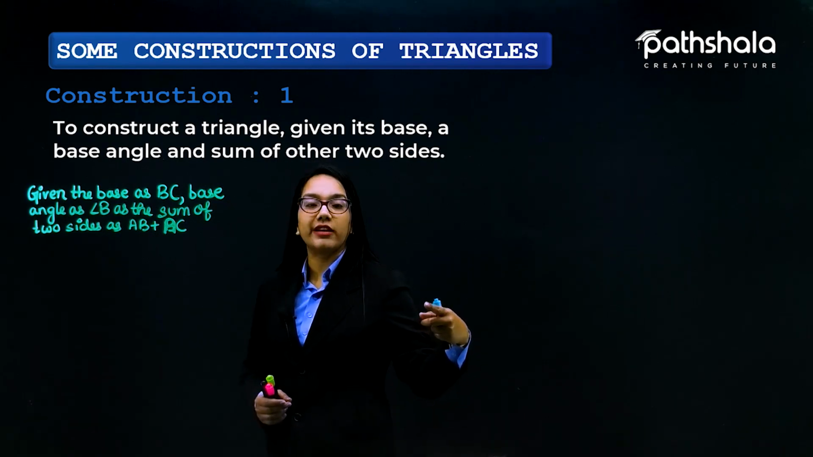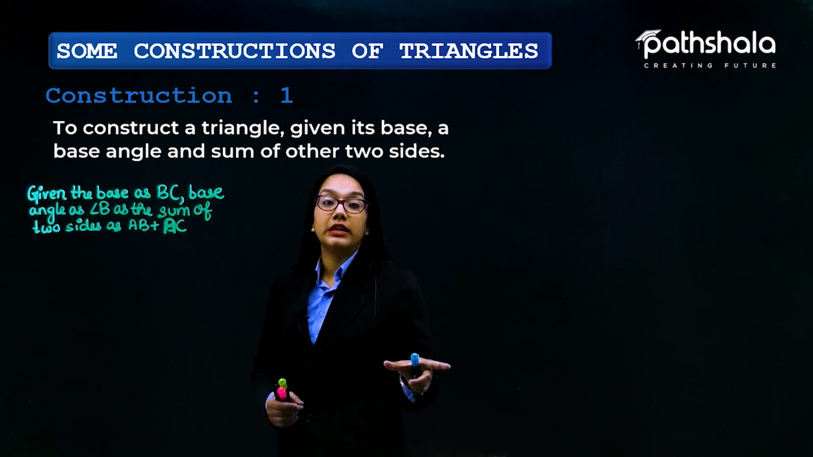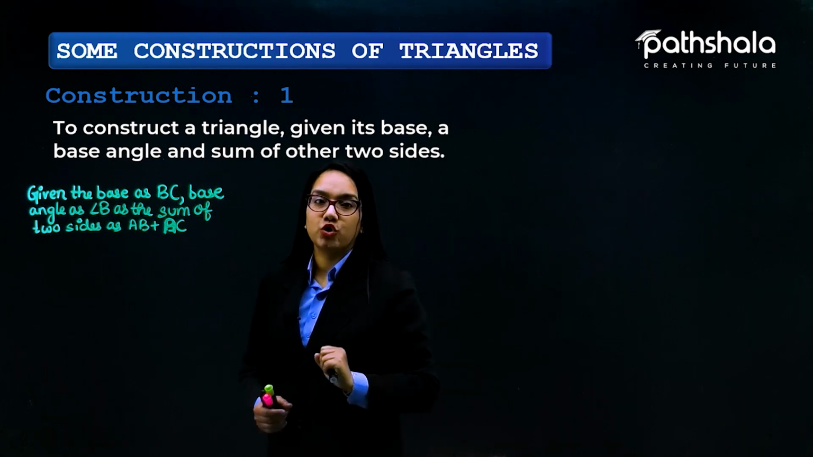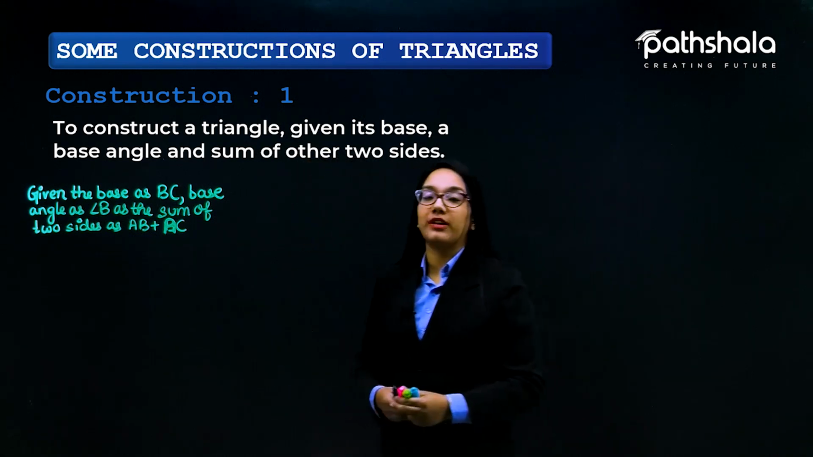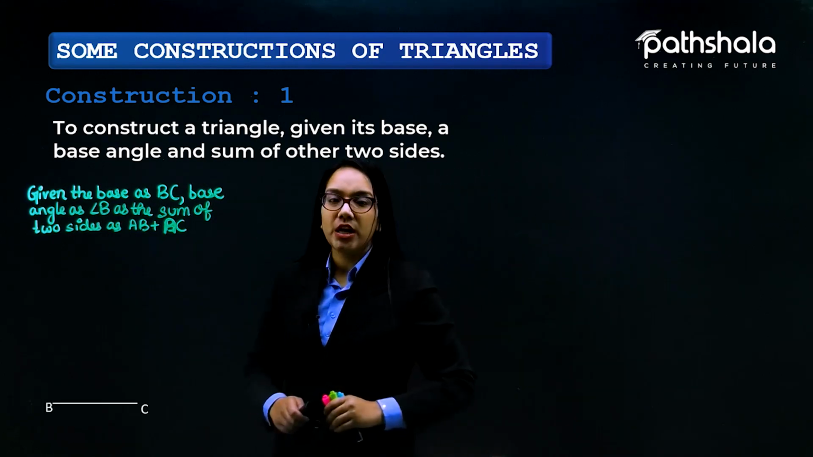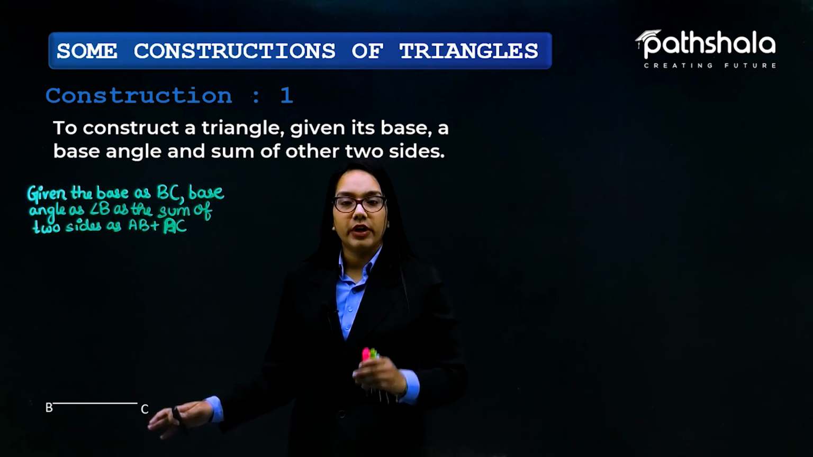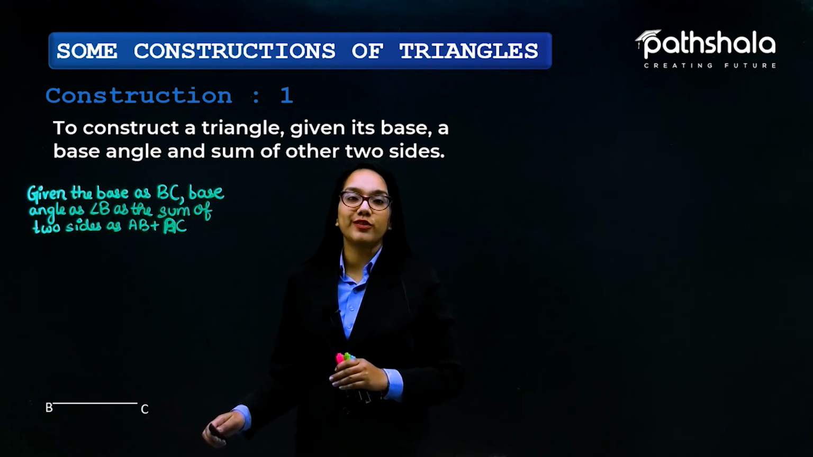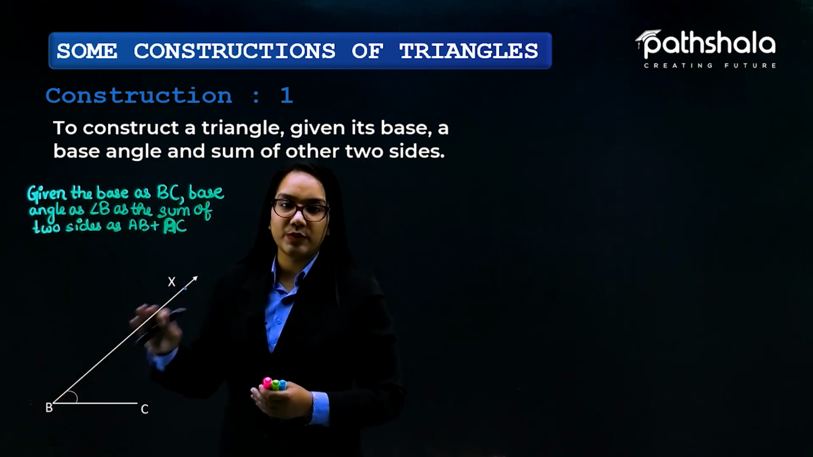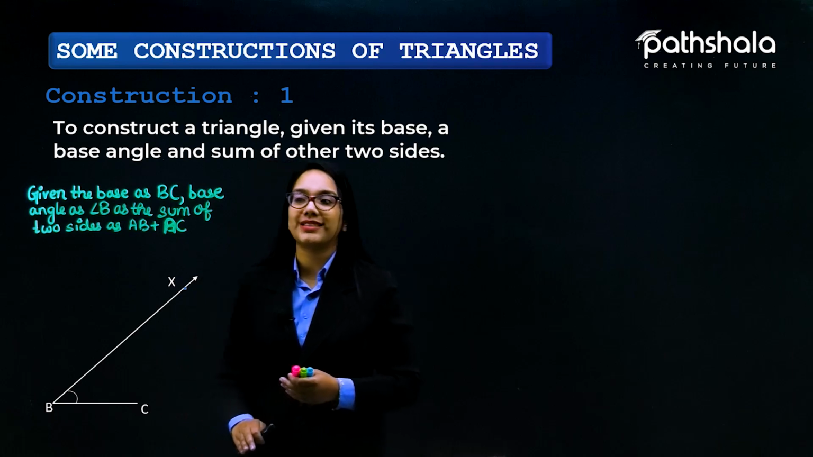Let us suppose I am considering a triangle ABC with the base BC, and the other two sides are AB and AC. Now let's start the construction of such a triangle. My very first step is to take the base as BC, and further the base angle as B. Let the base angle be any angle. I construct the base angle as XBC, and it says we have the sum of the two sides as AB plus AC.